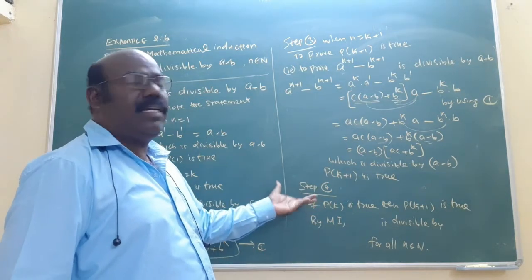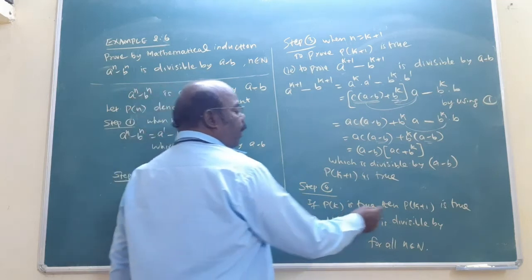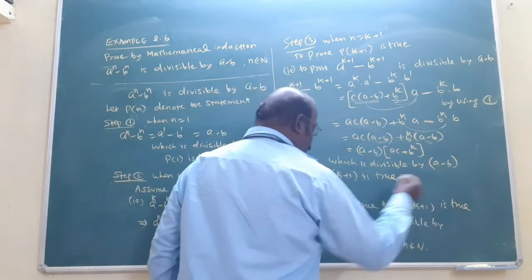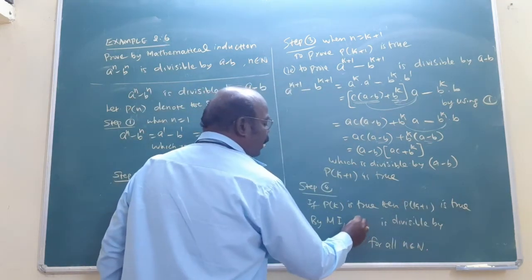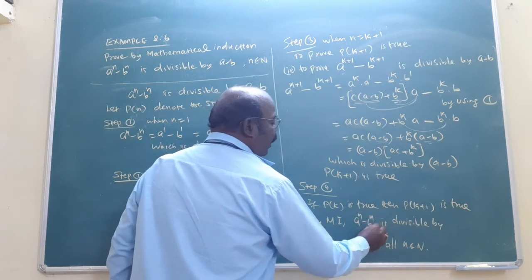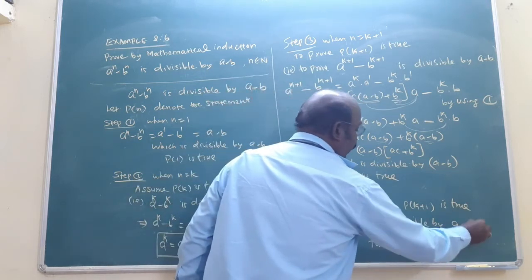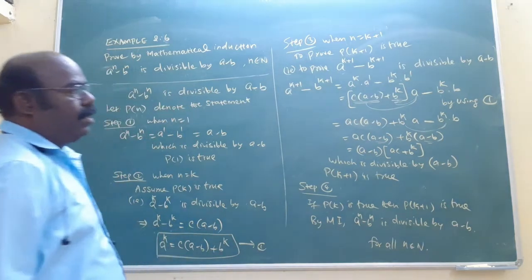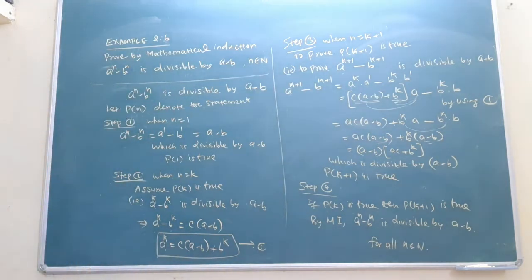Then step 4 is what? The conclusion. If P of k is true, then P of k plus 1 is also true. Therefore, by mathematical induction, a power n minus b power n is divisible by a minus b for all n belongs to capital N. This is the answer. Please practice this model only. Very simple concept.